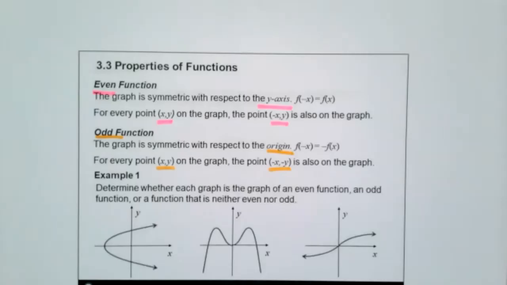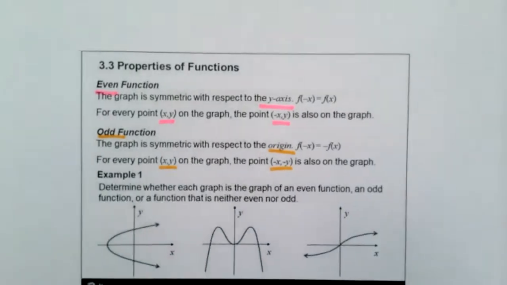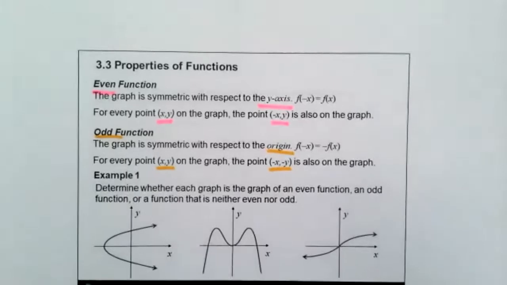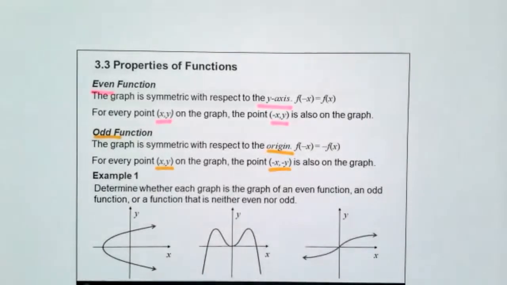All right, even functions. The graph is symmetric with respect to the y-axis. All points x, y also have the point negative x, y. Odd functions means the graph is symmetric with respect to the origin. So x, y also has the point negative x, negative y.